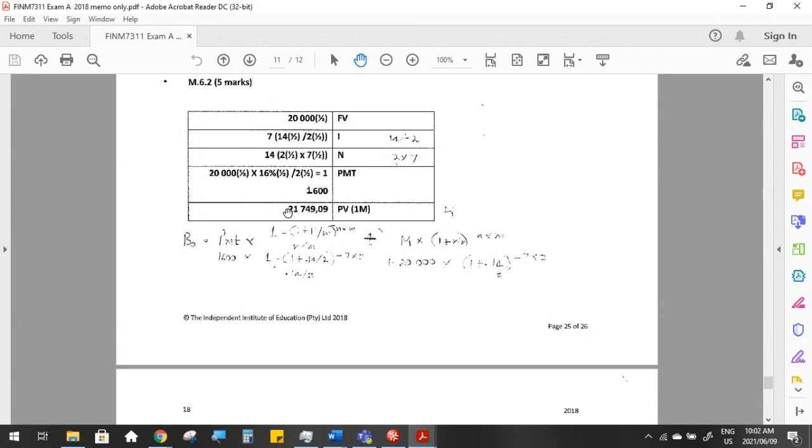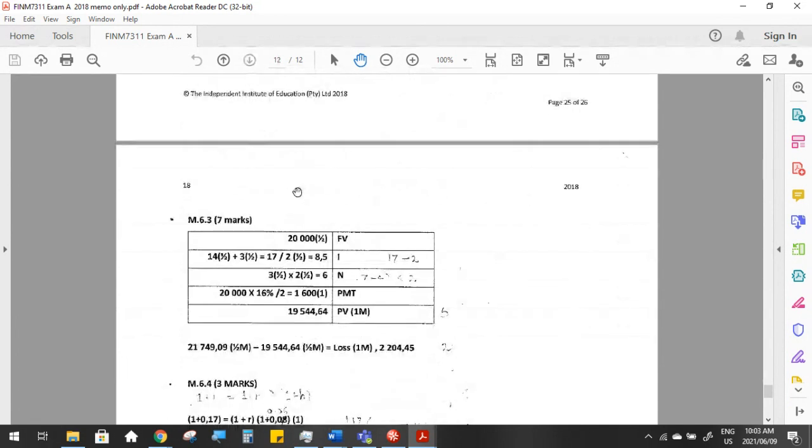Solve for present value, 21,749. You can't probably see properly, but in pencil at the bottom here, I've got it worked out if the students had used the formula. So you can use the formula as long as all your inputs are correct, or you can use the financial calculator.